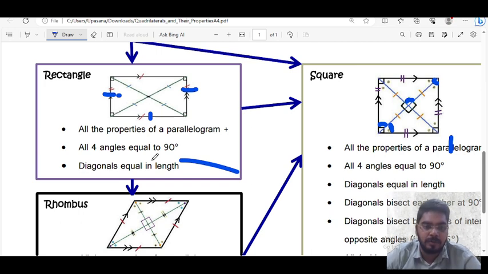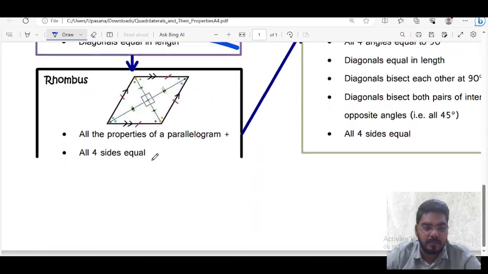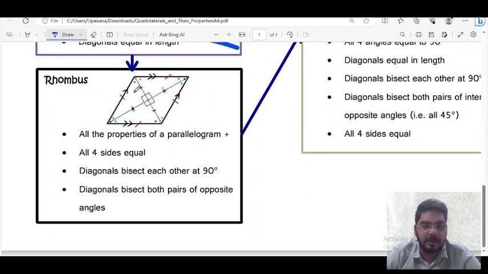Now we are talking about the rhombus. This shape is a rhombus. All four sides of a rhombus are equal, but the difference is that opposite vertex angles are equal. And the diagonal bisects the vertex angles. This angle equals this angle. The diagonal bisects the vertex, and the diagonals bisect each other at 90 degrees also. So this figure is a rhombus.